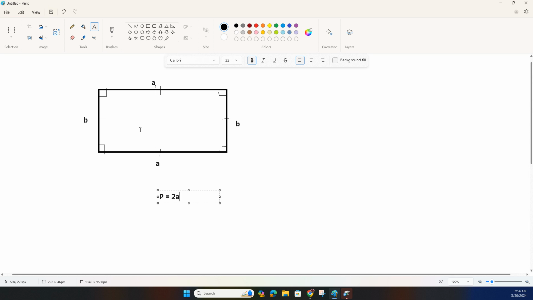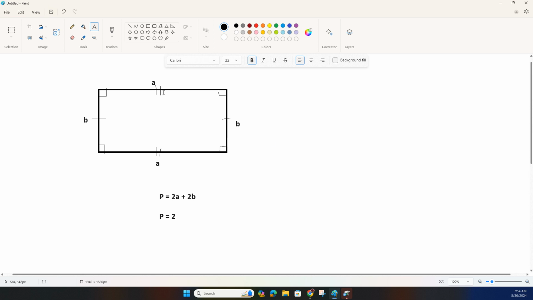2A. How many B's do I have? 1, 2. I got 2B. There's my rule, my formula that's going to work for this rectangle and all rectangles in existence, actually. So next line of math. P drops down. Equal sign drops down. 2 drops down. Uh-oh. What am I forgetting?